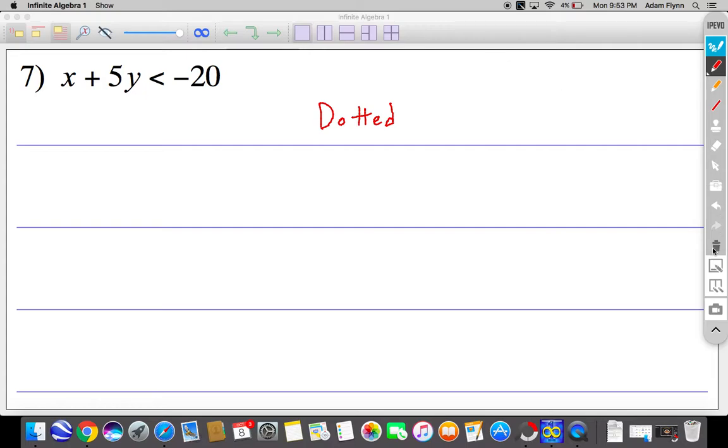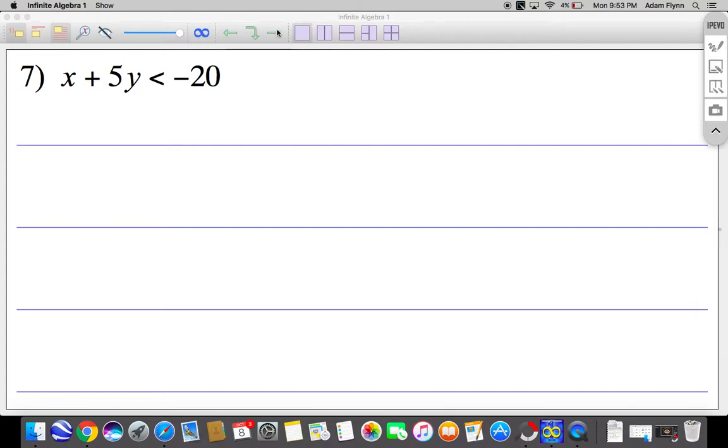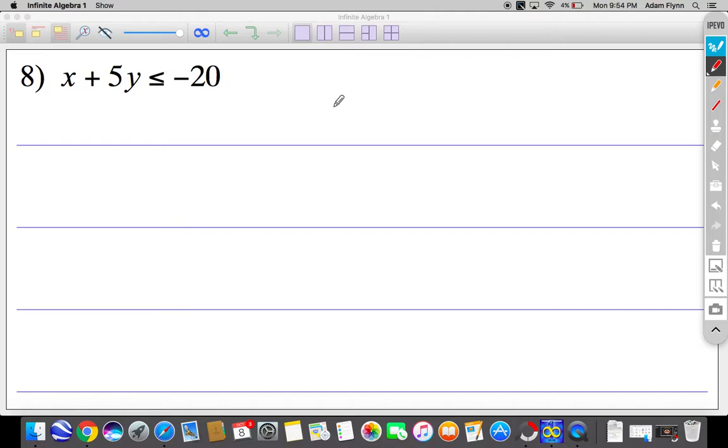And let's move on to the last example. Number 8, x plus 5y is less than or equal to negative 20. So our symbol, I'm really not even looking at my coefficients, my variables, anything like that, just looking at my sign. So my sign is less than or equal to, so that tells me I will have a solid line.